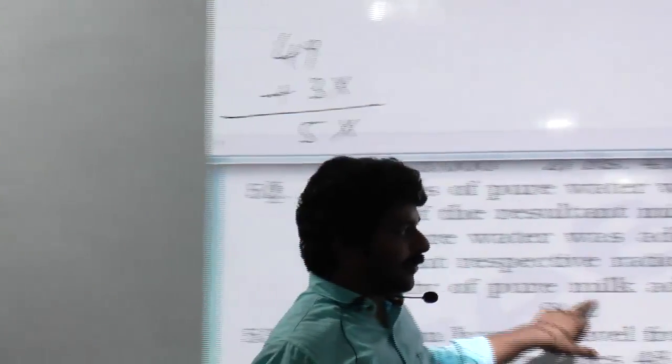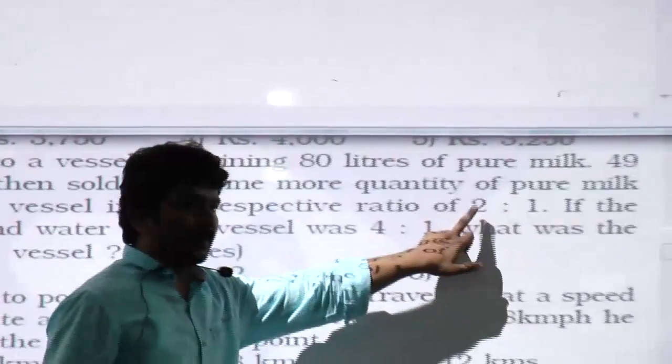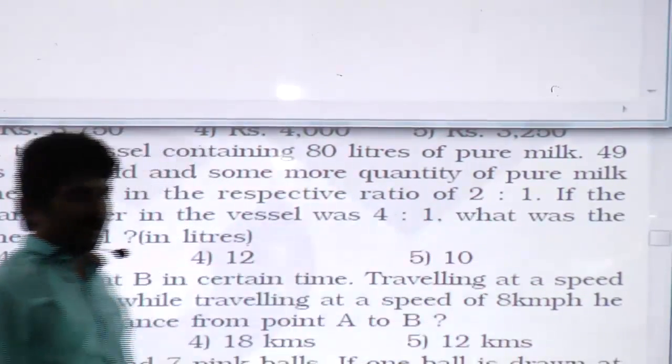How much milk is added? How many parts of milk you have here? 2 parts. 2 parts. Let me go from options.